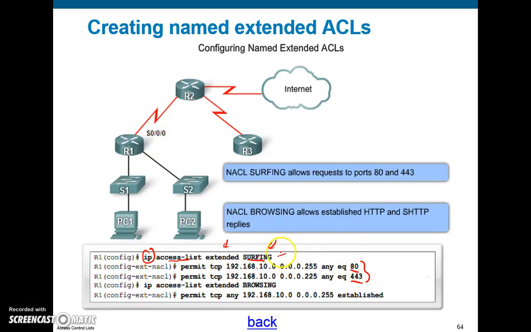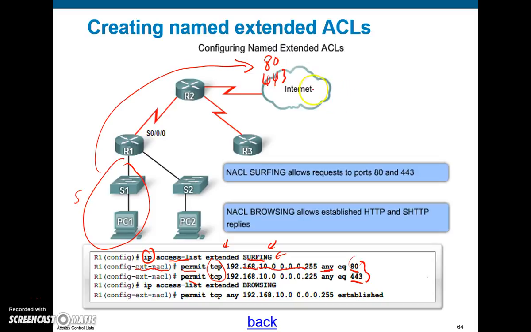Once I created this command, the prompt will change to extended name ACL, and then I start to create the permit and deny statements. The first statement is to permit port 80 from this source to any network, to any internet. Same for port 443, both are TCP protocol. So this will effectively allow my 192.168.10 network, the source, to go out to the internet as long as they are trying to connect to port 80 or port 443. When they connect to a server, the server will send a reply packet back.